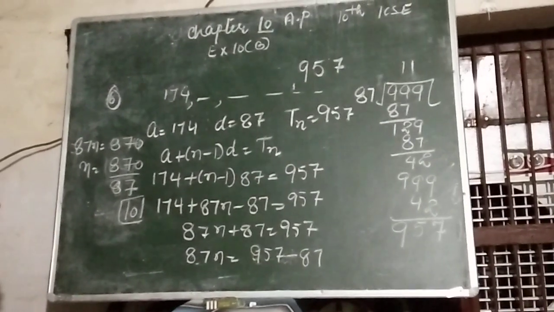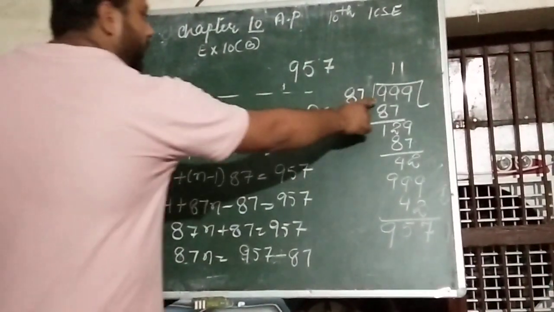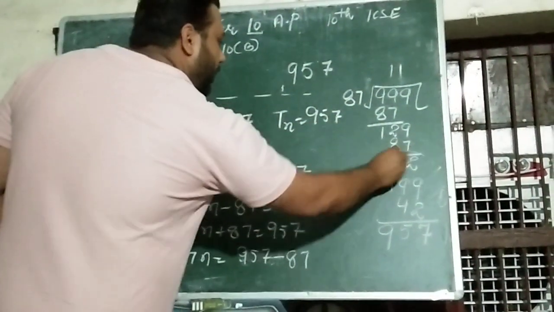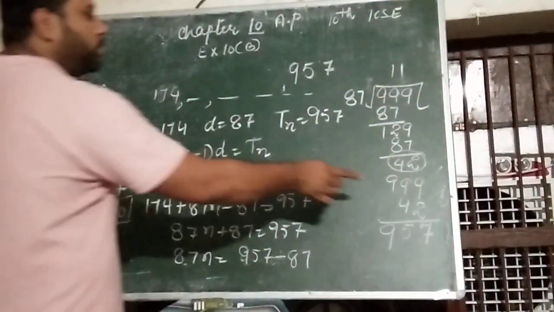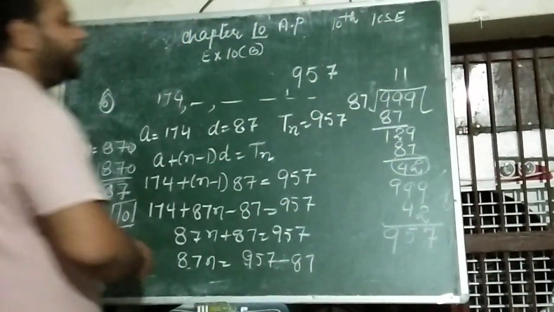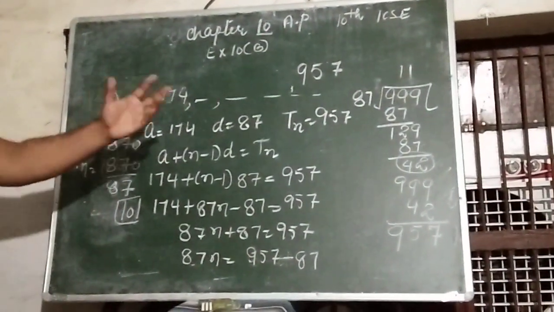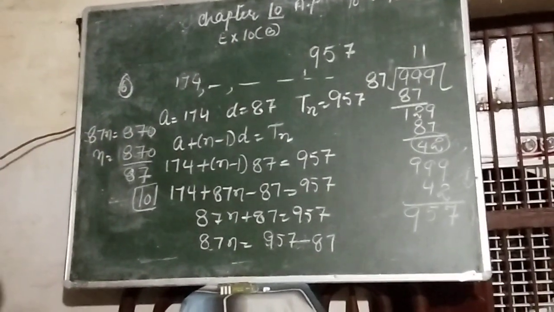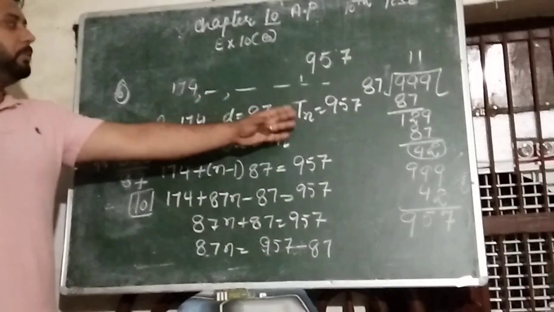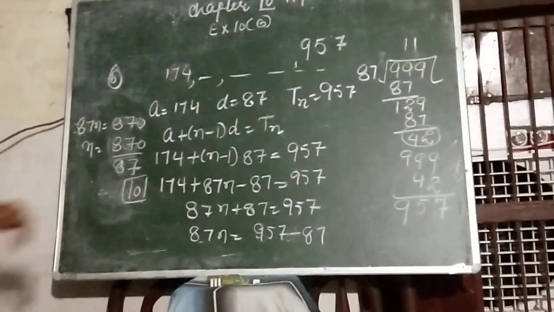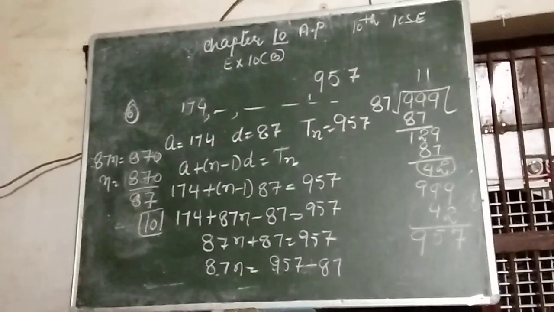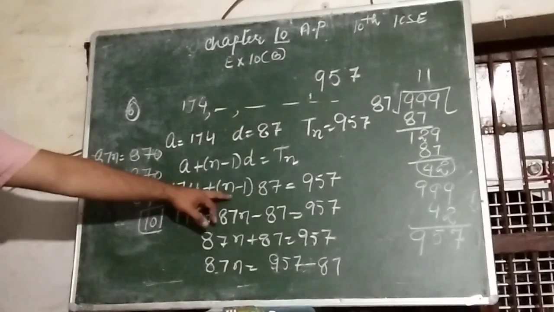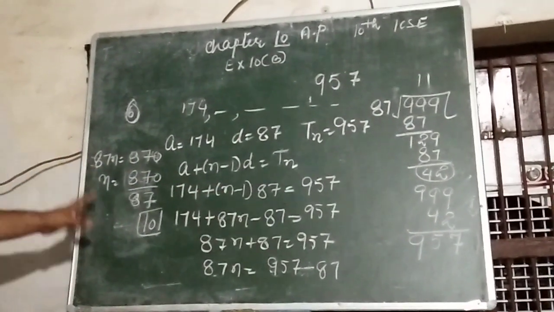Then how can we calculate the last term? We know the greatest 3-digit number is 999. So we divide this by 87 and the remainder we get is 42. Then 42 is subtracted from 999, and we get 957. It means the last 3-digit number divisible by 87 is 957. So now A we get, D we get, and the last number we take as Tn. Then we apply the formula A plus n minus 1 D equal to Tn. Fill in the values of A, D and Tn and get the value of small n. After calculation we get the value of small n as 10.